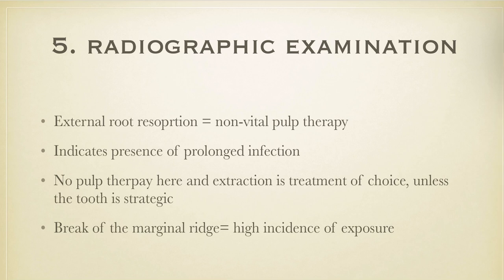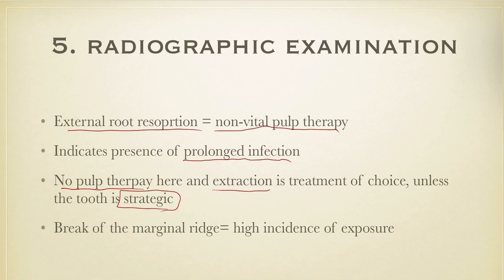If we have an external root resorption, this also indicates non-vital pulp therapy. It indicates prolonged infection. No pulp therapy or an extraction might be the right treatment unless the tooth is strategic. So the break of the marginal ridge indicates a high incidence of exposure.